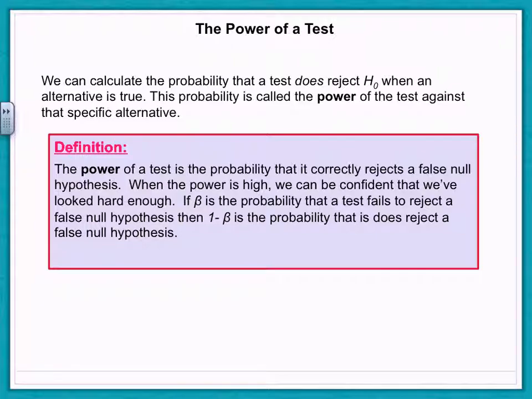If beta is the probability that a test fails to reject a false null hypothesis, then 1 minus beta is the probability that it does reject a false null hypothesis. So in other words, the power is found by doing 1 minus your beta, which is your probability of a type 2 error.